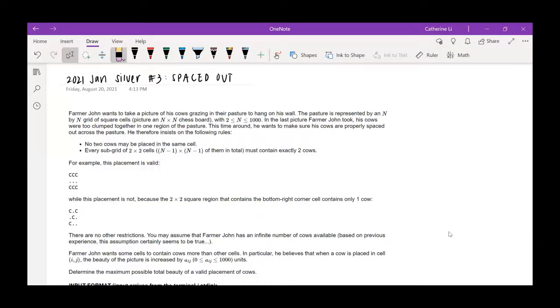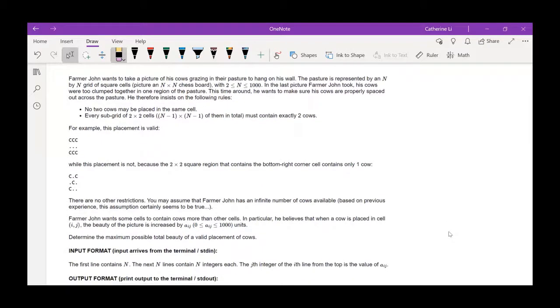So here's the problem from this week. It's from this year, January, and you've probably read the problem, but as a summary, we have an n by n grid of cells where n is less than or equal to 1,000, and we're putting cows into some subset of these cells.